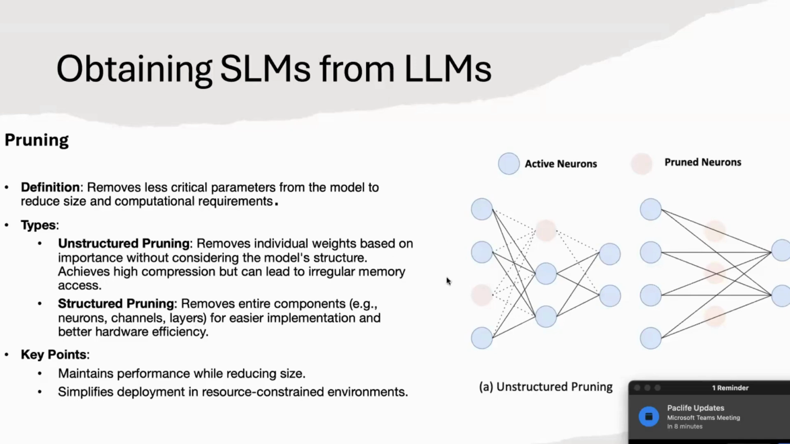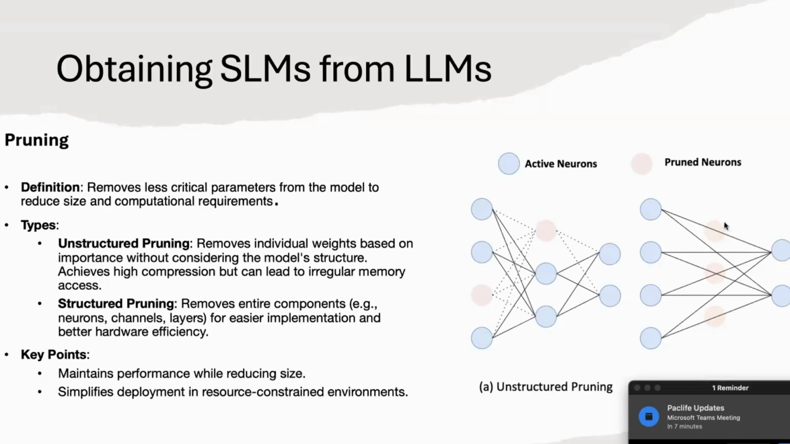If someone is new to neural networks, this is how a neural network looks. There are a lot of activation functions. If it is unstructured, you're just deleting some of the weights, you're just removing them, and you're achieving high compression, just reducing the size of it.